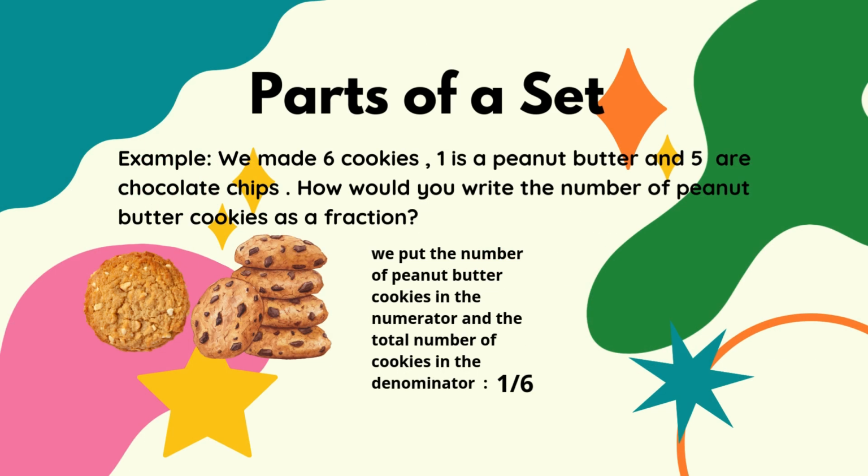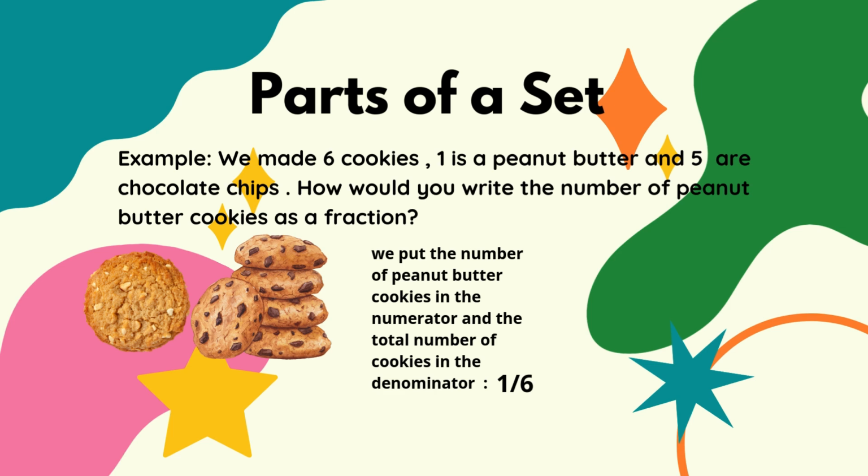Parts of a set. We made 6 cookies. 1 is a peanut butter and 5 are chocolate chips. How would you write the number of peanut butter cookies as a fraction? First, we put the number of peanut butter cookies in the numerator and the total number of cookies in the denominator. So we said the numerator over the denominator.